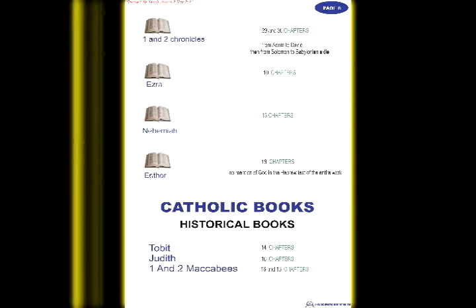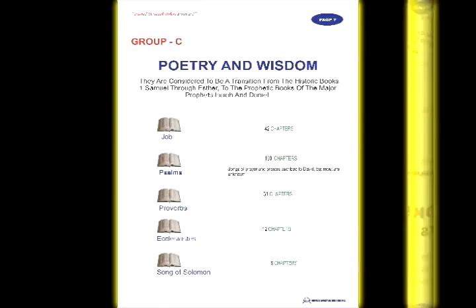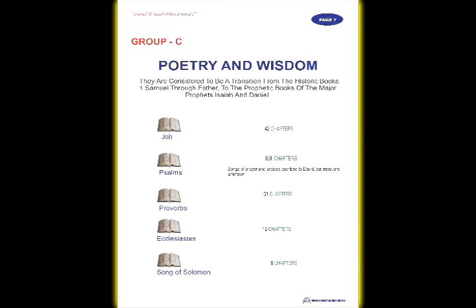Okay, so from there we have the poetic books or the wisdom books. They are considered to be a transition from the historical books, 1 Samuel through Esther, to the prophetic books of the major prophets Isaiah and Daniel. We'll explain later, you will understand it later. So the first one is Job, second is Psalms, Proverbs, Ecclesiastes, Song of Solomon. So these are 5 books.